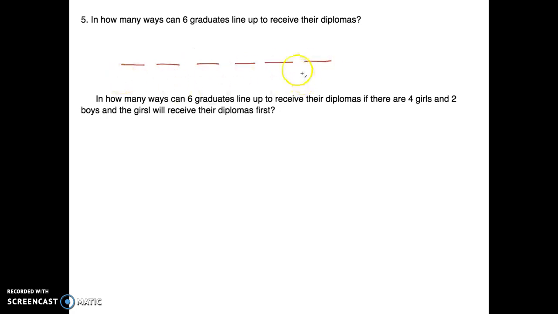So here are the spots. So 6 graduates line up. We're not going to repeat any graduates because we're assuming that each person is going to get a diploma, and there's not going to be one person that gets more than one. So we have 6 to choose from, and then 5, and then 4, 3, 2, and 1. If we multiply all of those together, we should end up with 720.